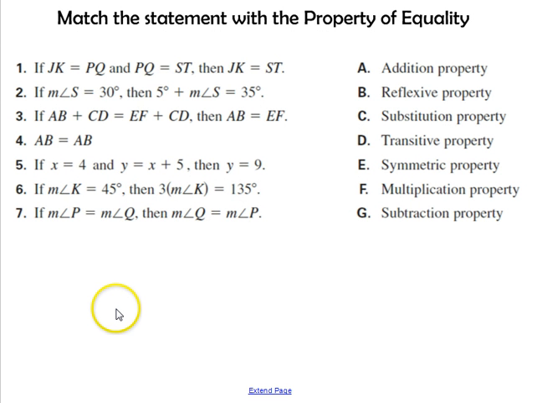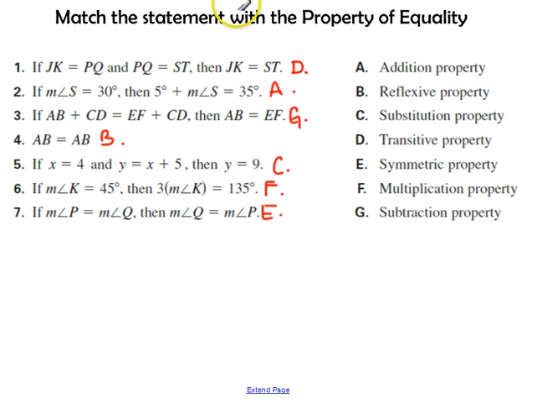I want you to go ahead and pause, and try to match the statements 1 through 7 on the left with the correct property of equality. See the first part and how it may have changed in the second portion from the if to the then, and then see which property that describes. The first one says if JK equals PQ and PQ equals ST, then JK equals ST. That's an example of the transitive property.